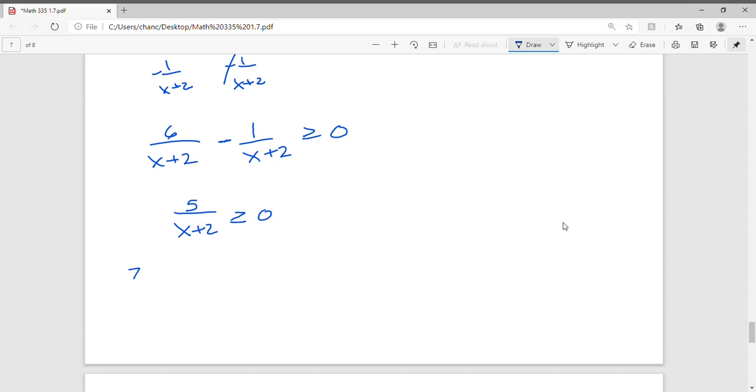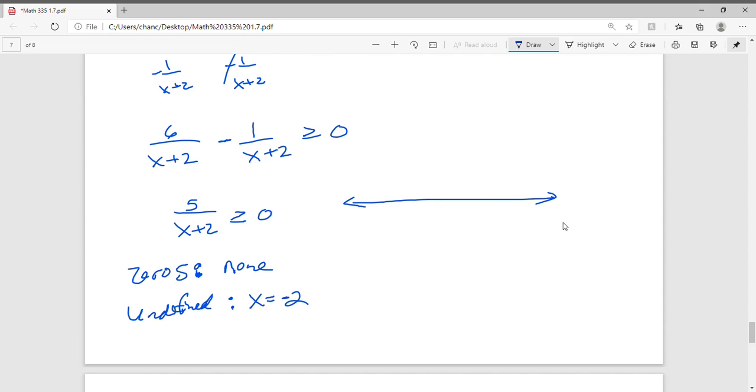And again, this has no place where the numerator is equal to 0. We don't have any places where the top is equal to 0. Where is it undefined? Well, it's undefined when x equals negative 2. So at negative 2, make sure you use an open circle. It's undefined, use an open circle.